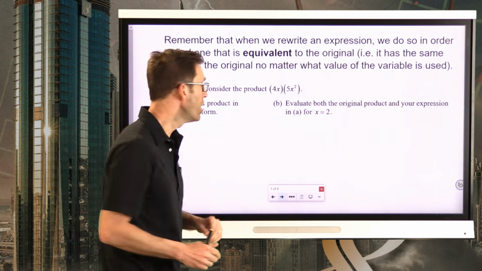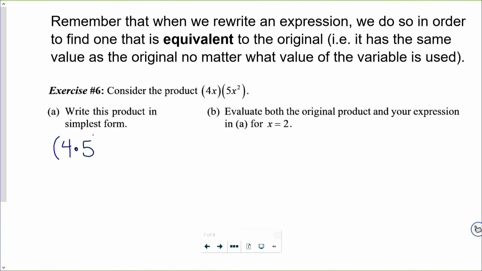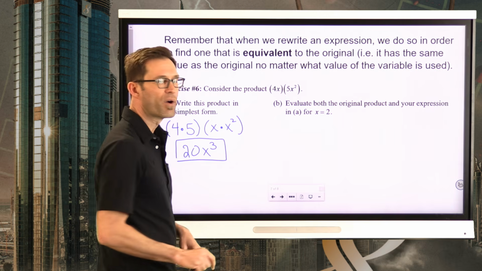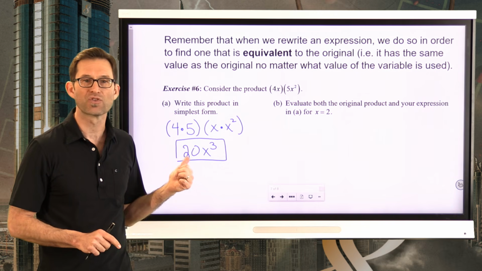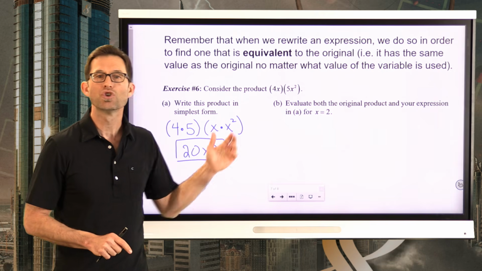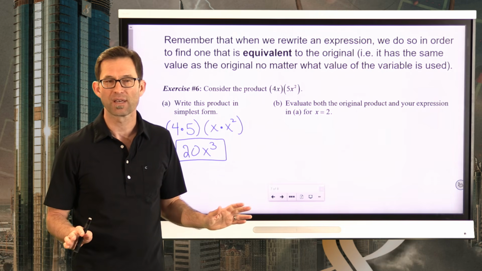All right, great. Well, I'm going to group the normal numbers together, 4 times 5. Group the variables together, x times x squared. That's going to be 20 times x to the 3rd. All right. Now, again, I want to hammer home. The point here is that this thing, 20 times x cubed, should be equivalent to this product no matter what value of x I put in.